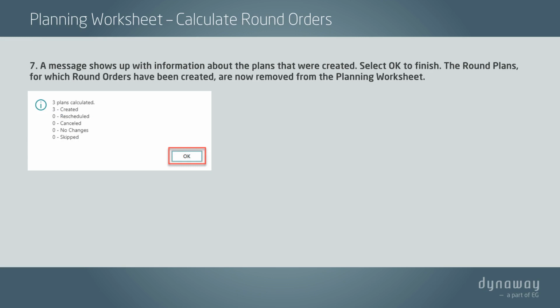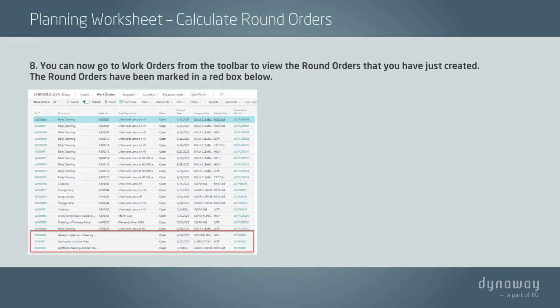Select OK to finish. The round plans for which round orders have been created are now removed from the Planning Worksheet. You can now go to Work Orders from the toolbar to view the round orders that you have just created. The round orders have been marked in a red box below.